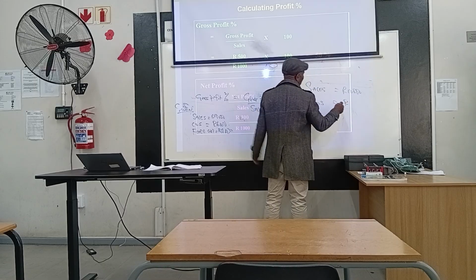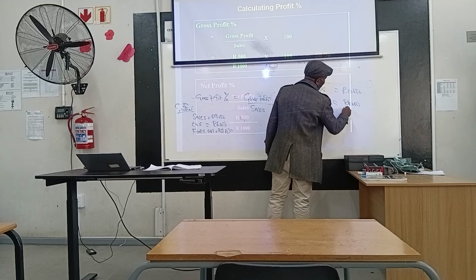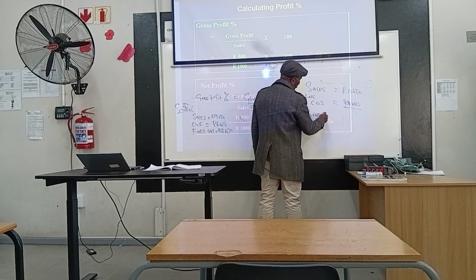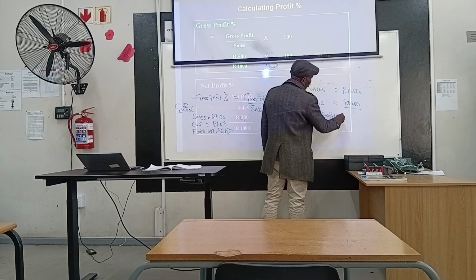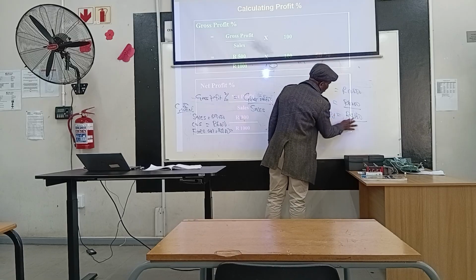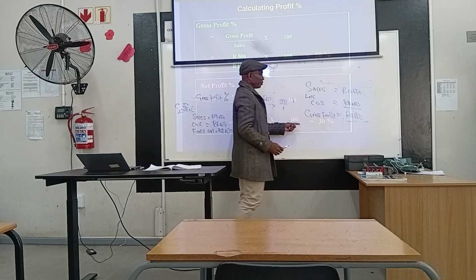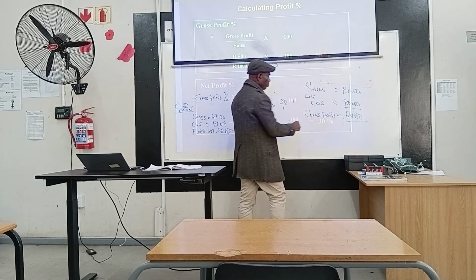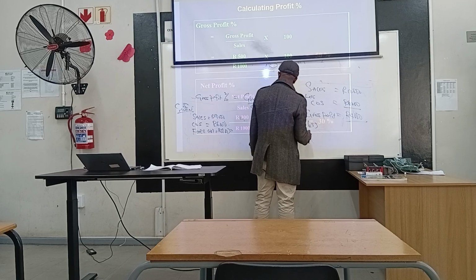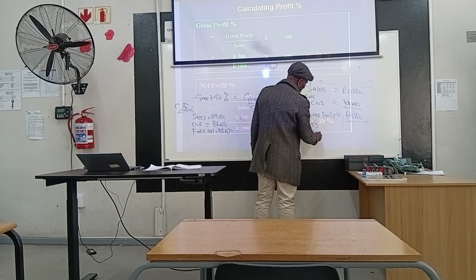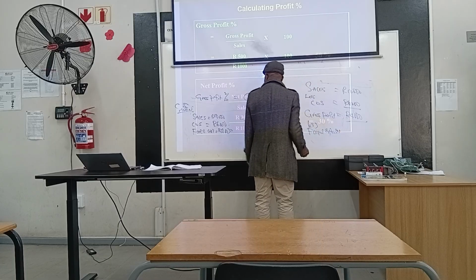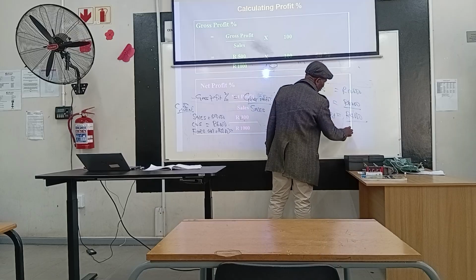6K, right? 6,000. Then this one will be gross profit, which is 4K, 4,000. Okay, let me leave it like this. For you to calculate the net profit, you say less fixed expenses, right? Which is 2K, 2,000.